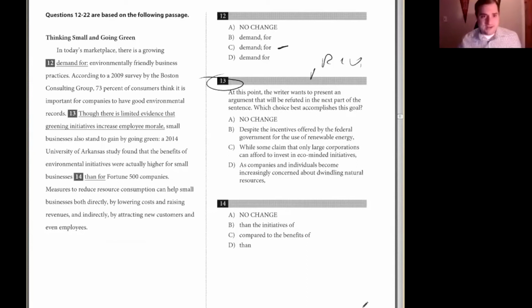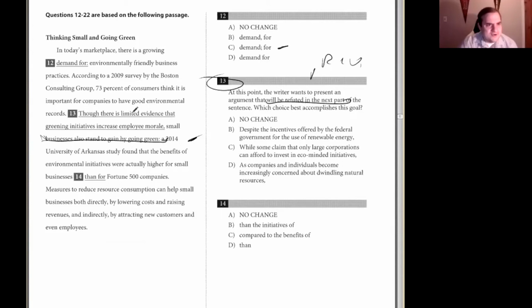Now let's actually see what's going on here. So the writer wants to present an argument that will be refuted, right? Okay, so we need to look at the next part of the sentence and set up the argument we're about to knock down. Small businesses also stand to gain by going green. A 2014, blah, blah, blah. All right, so it seems like the argument that we need to set up is that small businesses do not, in fact, gain. Yeah, that seems right? That's where we are.